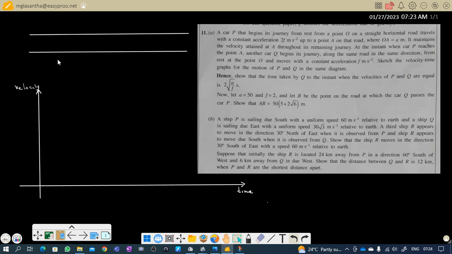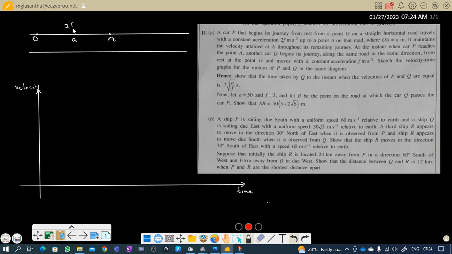path. There's another car Q which moves in a parallel path with acceleration simply f. But how do they start? Car P starts from point O, and it accelerates up to point A. So you are given that OA equals simply a.